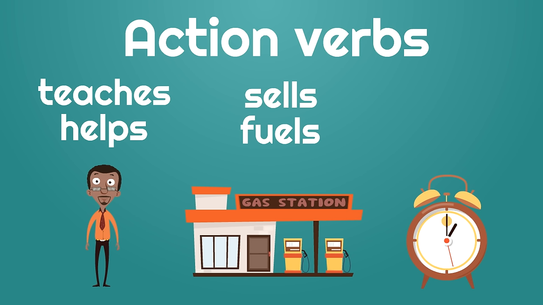Great, let's try the alarm clock. What does an alarm clock do? What are some action verbs that describe what an alarm clock does? Well, an alarm clock ticks, doesn't it? Tick, tick, tick, tick. That's one action verb for an alarm clock. Another action verb, let me give you a hint. This is what an alarm clock does when you need to wake up. What does an alarm clock do when you need to wake up? It rings. Yeah, an action verb is rings.